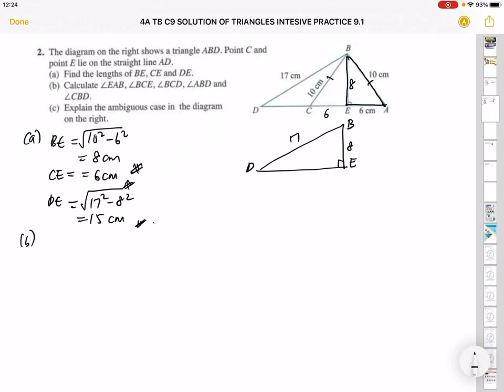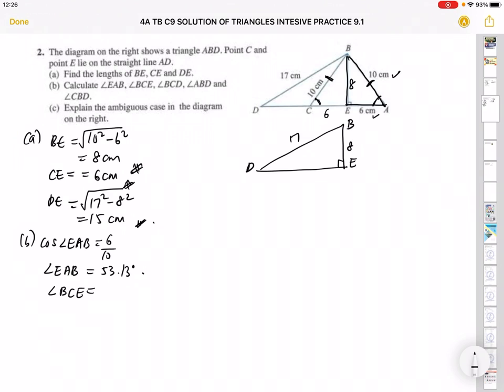So part B, if you want to find angle EAB, which is here, you can use SOHCAHTOA. You can use sine, cos, or tangent. Any of the three will do. But for me, since I'm given 6 and 10, I just use cos. Like I say, you can use sine, you can use tangent. So cos angle EAB will be 6 over 10. Use your calculator, shift cos 6 over 10. I got 53.13.